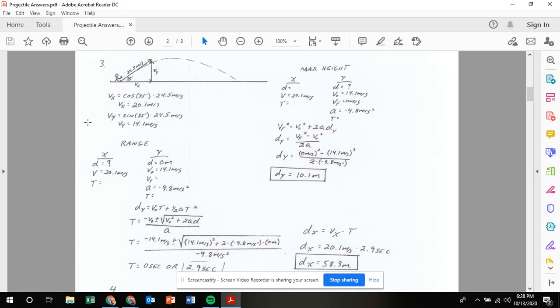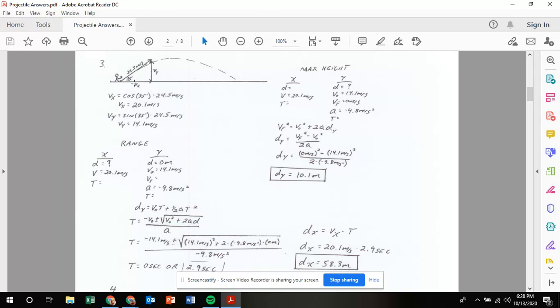We're going to be taking a look at problems 3 and 4 on the Projectiles Launched at Angles worksheet. Number 3, a golf ball is hit with a velocity of 24.5 meters per second. That's the hypotenuse of our velocity triangle here. And it's hit at 35 degrees above the horizontal. So 35 degrees is the angle in the bottom left corner.